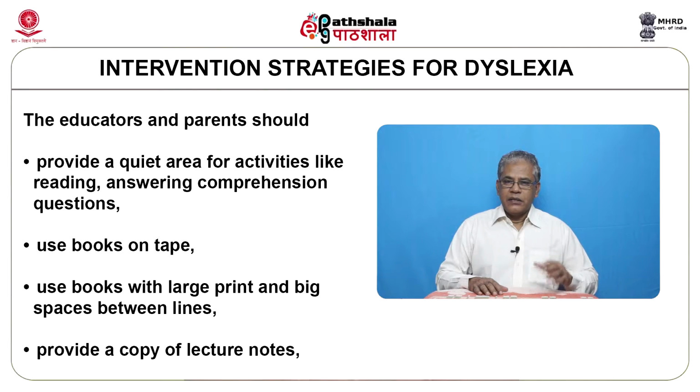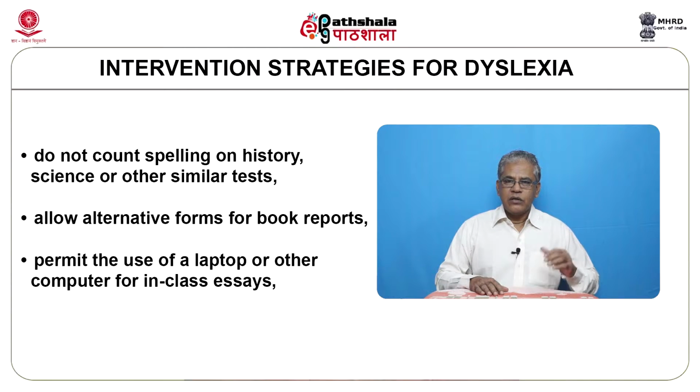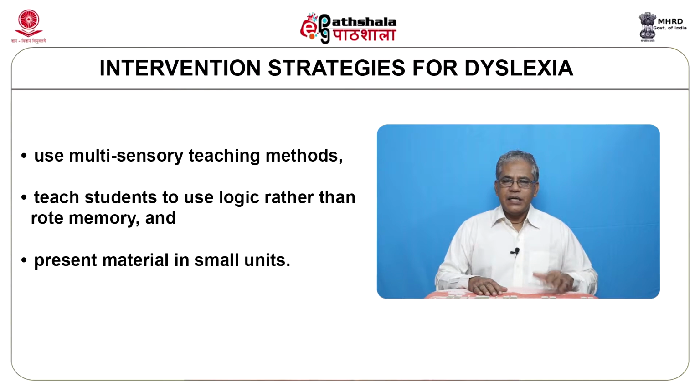Let me mention the strategies for intervention. The educators and parents should provide a quiet area for activities like reading and answering comprehension questions, use books on tape, use books with large print and big spaces between lines, provide a copy of lecture notes, do not count spelling on history, science, or other similar tests, allow alternative forms for book reports, permit the use of a laptop or other computer for in-class essays, use multi-sensory teaching methods, teach students to use logic rather than rote memory, and present material in small units.